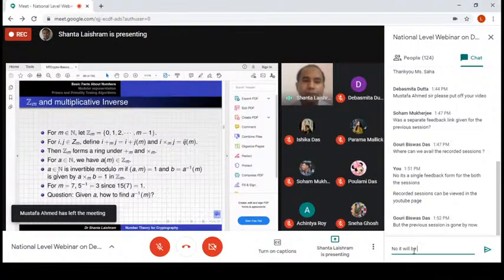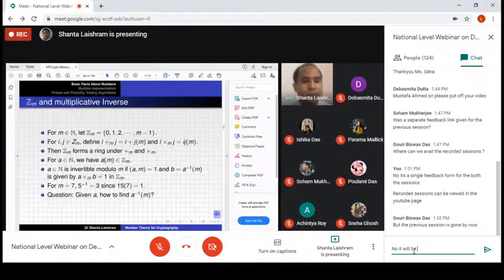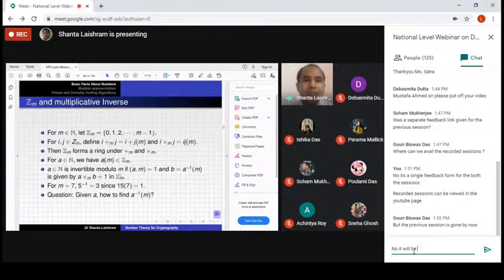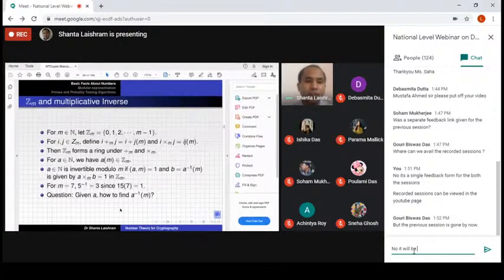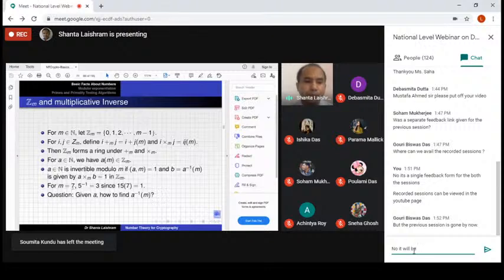So we call A invertible modulo M if A and M are co-prime, that is, if there is some B such that A into B modulo M is 1, and we call B the inverse of A mod M. For example, if you take M equal to 7, then 3 into 5 is 1 mod 7. So the inverse of 5 is 3. Similarly, the inverse of 3 is 5.